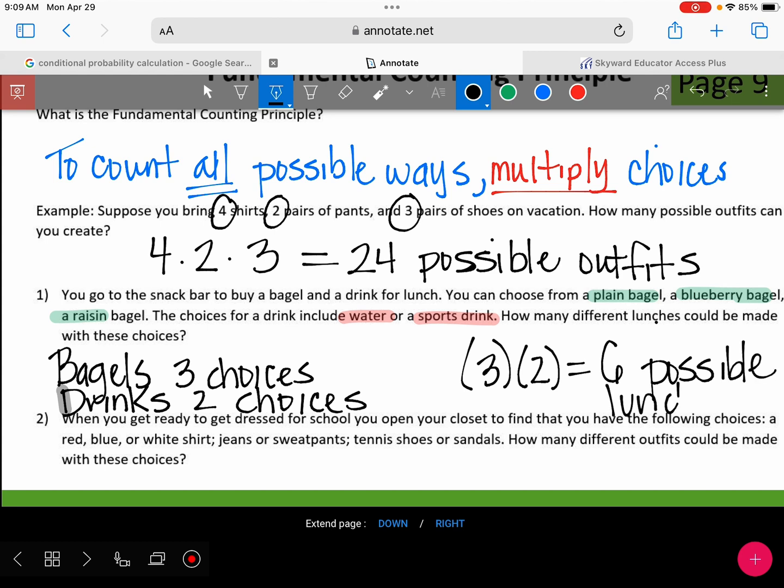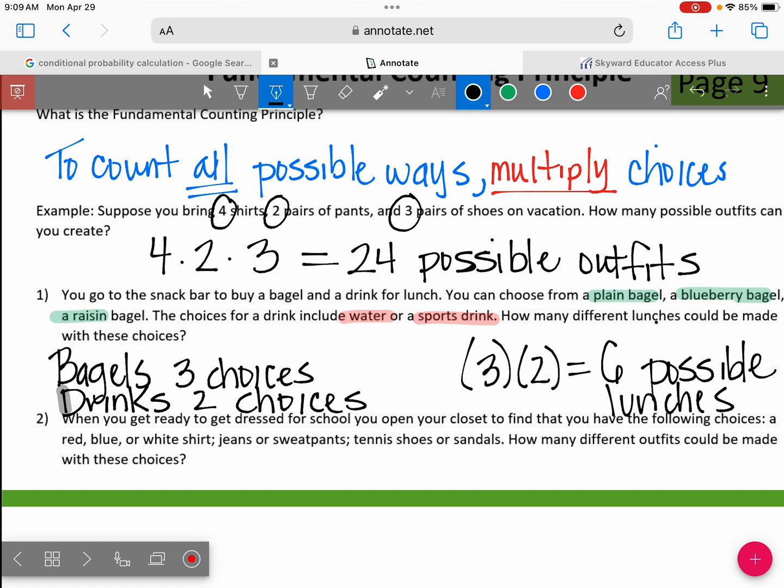All right, I'm going to give you about 2 minutes to try to do number 2 on your own. It says you're getting ready for school. You open your closet to find that you have a red, blue, or white shirt. And then for bottoms, you got jeans or sweatpants. For shoes, you got tennis shoes or sandals. So take a minute and see if you can figure out the number of possible choices we have.